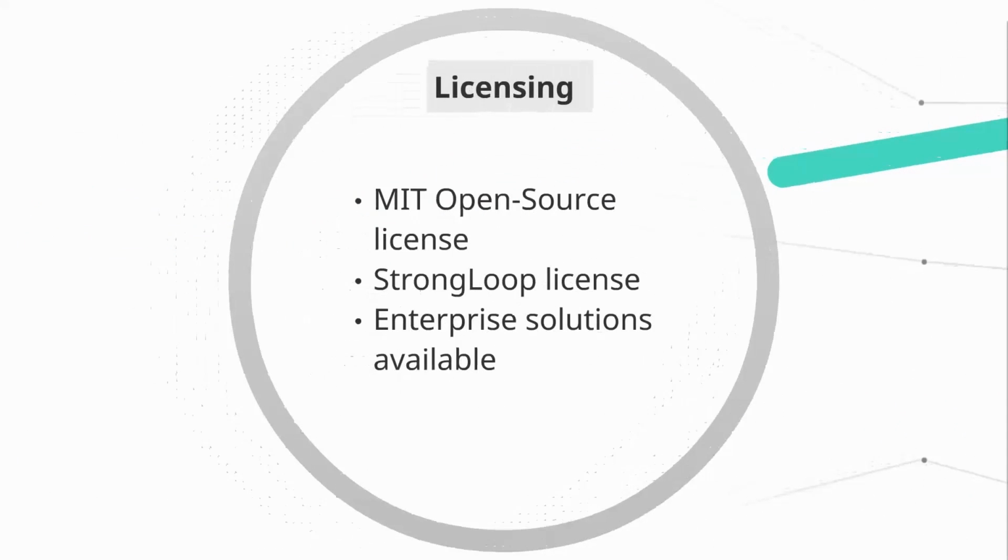Loopback provides two licensing options, the first being the MIT open source license, which is the normal open source version of Loopback, which anybody can use. It's also free to use. There's also a StrongLoop license available, which entails payment. So you buy a subscription from StrongLoop and they add several things to your Loopback package, including extensive support.